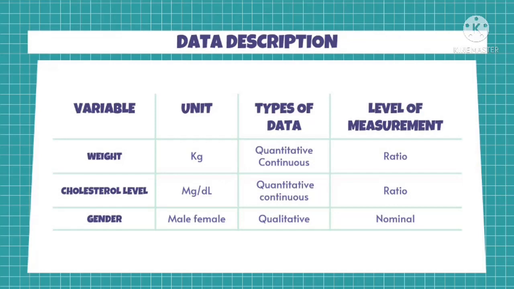Data description. To do statistical analysis, secondary data is used in this work, which is the qualitative variable and quantitative variable. The variables that are used in this study are cholesterol level and weight of a person. The variable cholesterol level is a quantitative continuous type of data and a ratio level of measurement. The weight of a person is also quantitative continuous and a ratio level of measurement.